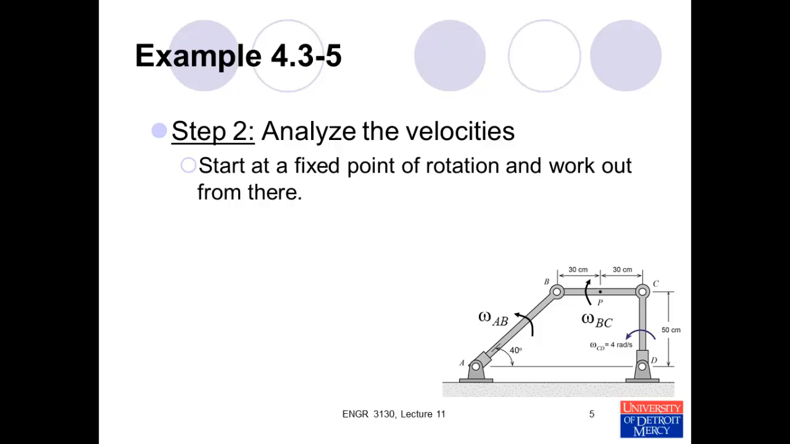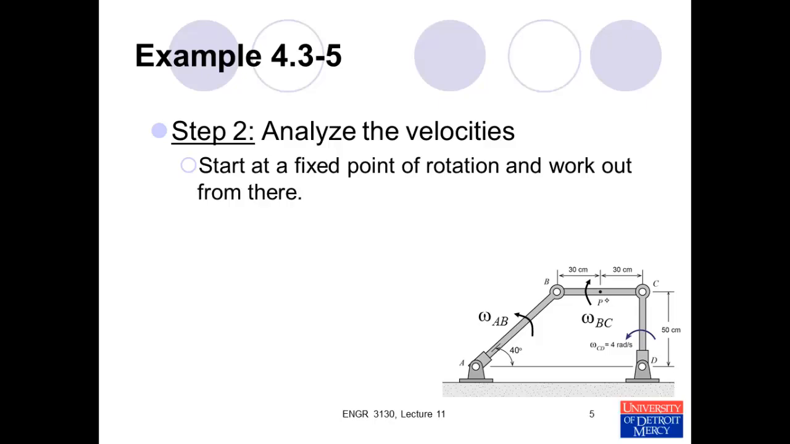The second step, after we've gotten familiar with the mechanism, is to analyze the velocities. And our basic approach is to start at a fixed point of rotation and work out, or more generally, to start at a point whose velocity we know and work out from there. In this case, the points whose velocity we know are point A and point D. We can start from either one. In this case, since we're told in essence what the angular velocity of CD is, let's go ahead and start from point D.